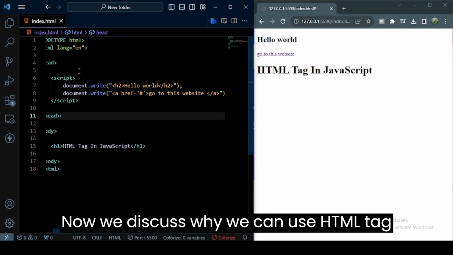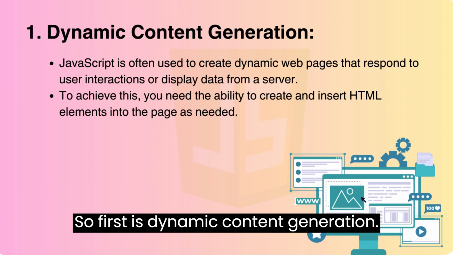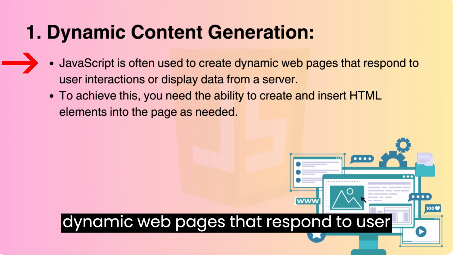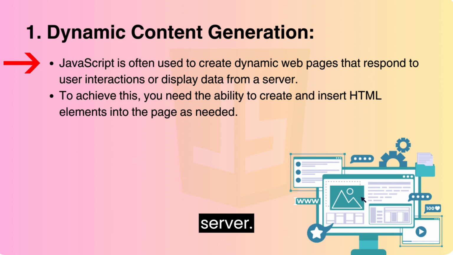Now, we discuss why we can use HTML tag in JavaScript. So first is dynamic content generation. JavaScript is often used to create dynamic web pages that respond to user interactions or display data from a server. To achieve this, you need the ability to create and insert HTML elements into the page as needed.